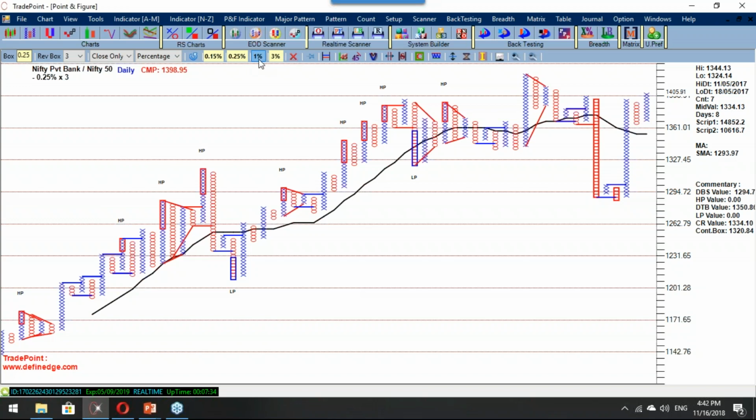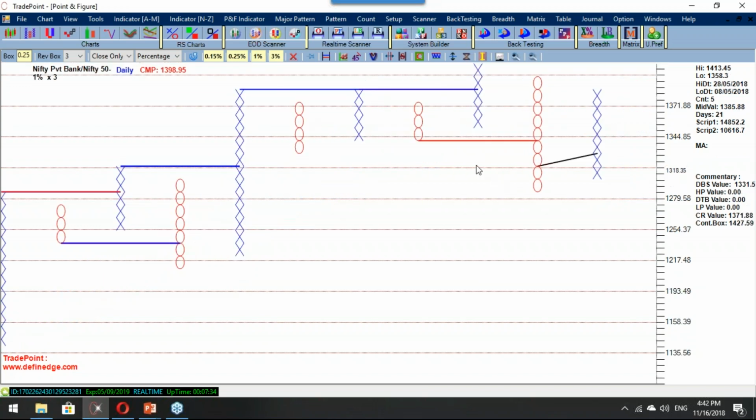And if you look at the slightly higher box size, in 1%, probably the data is not sufficient. So what you get to see is you had a bull trap, right? A buy signal followed by a sell signal. You had a bull trap, and then if this column of X continues and triggers a buy signal, it's going to be a bullish broadening, correct?